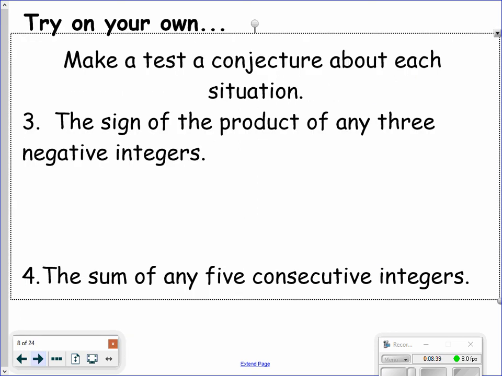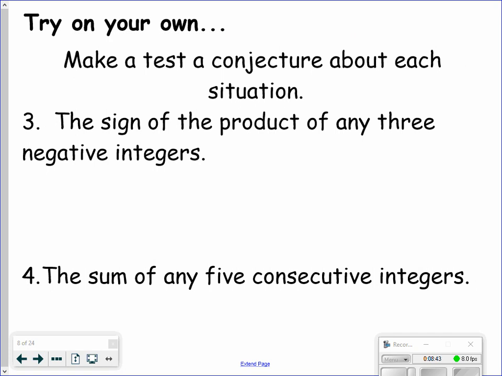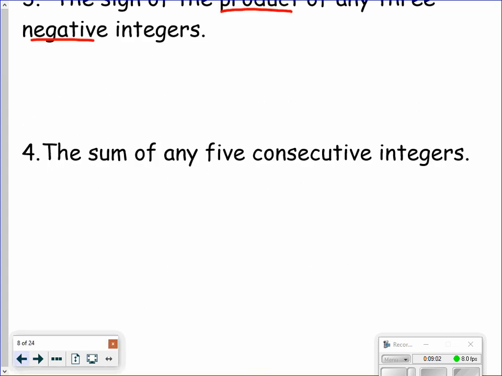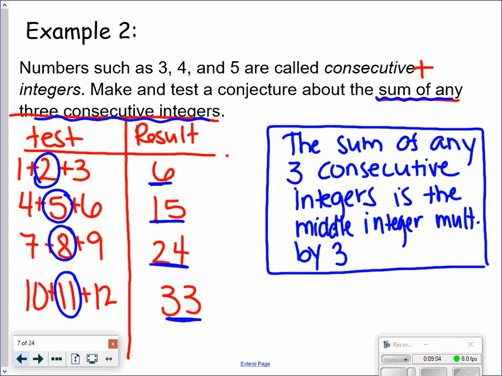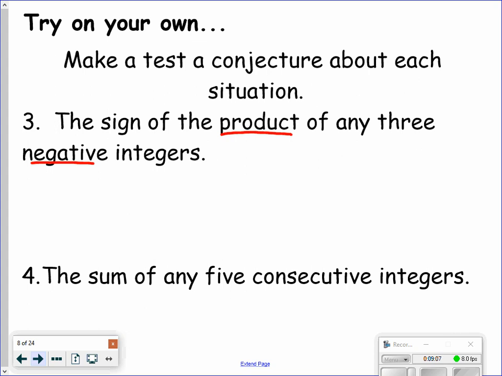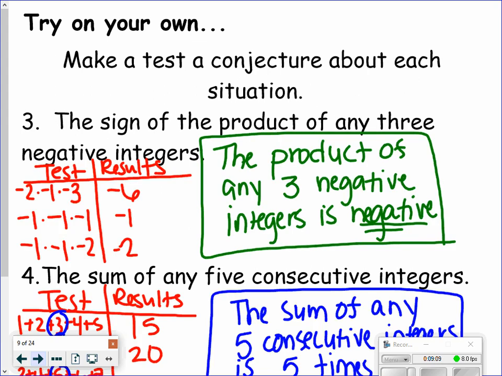Okay, go ahead and make some tests, test your conjecture, and come up with your conjecture. So the sign of the product of any 3 negative integers. What happens when you product? That means multiply any 3 negative integers. So pick 3 numbers that are negative, multiply them, and see what happens. The sum of any 5 consecutive integers. I'm going to tell you, it's going to look really similar to this. Okay, so go ahead and try that out. Press pause.